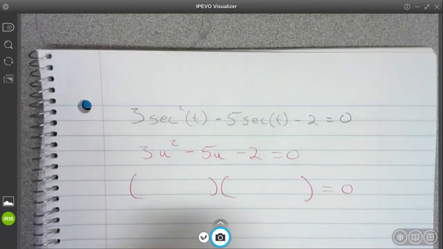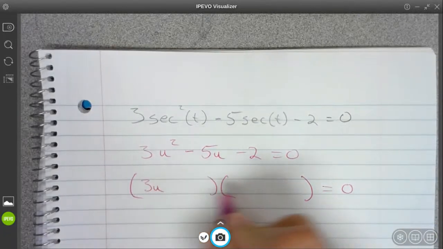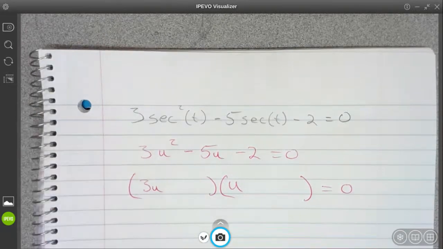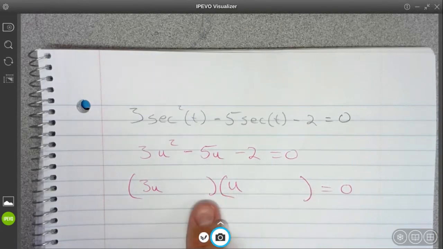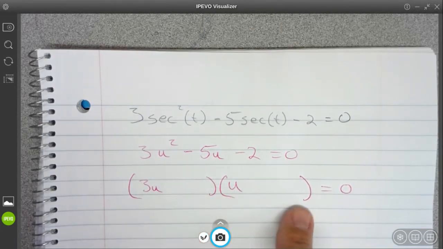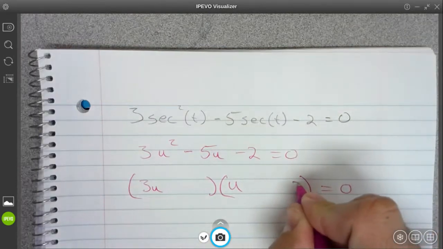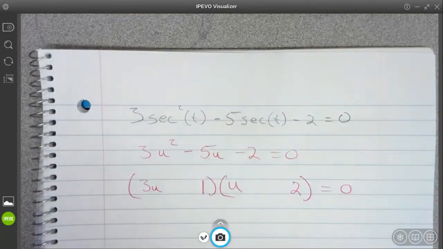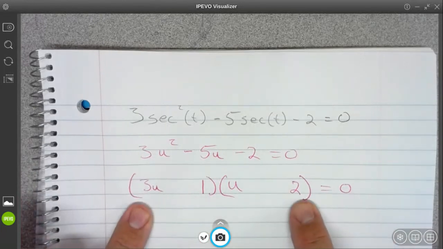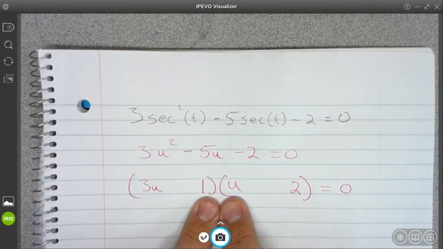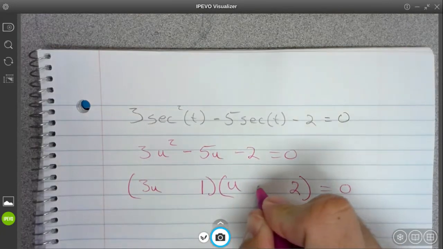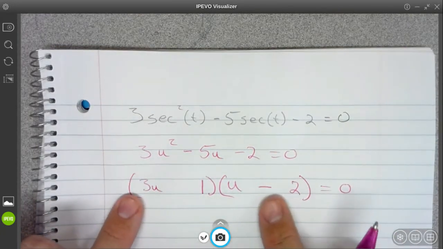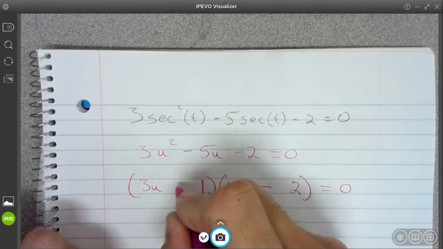Won't be too bad. It's got to be a 3u and a u in order to give us 3u squared. And in order to multiply to give us 2 right here, it could either be a 1 and a 2 or a 2 and a 1. It's going to be a 2 here and a 1 there. And I know that because this will give me 6, and this will give me 1, and I can get a 5 out of that. All right, I need a negative 5 in the middle. So I want my 6 right here. I want this one to be negative and this one to be positive.